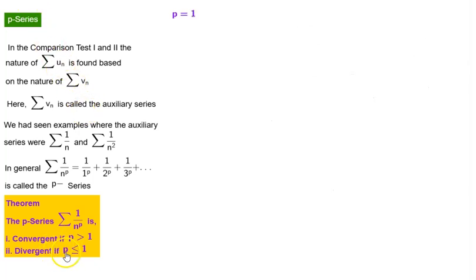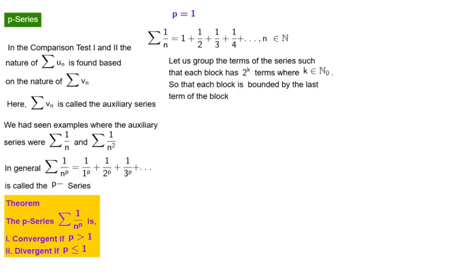Now let's look at p equal to 1. So when p is equal to 1, what does it look like? We have the series sum of 1/n is equal to 1 + 1/2 + 1/3 + 1/4 and so on, where n is in natural numbers.